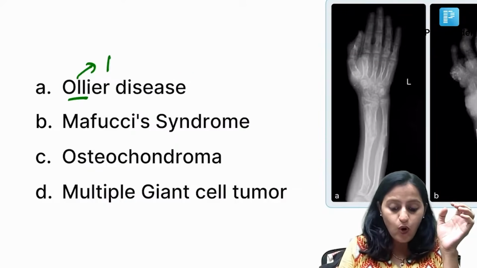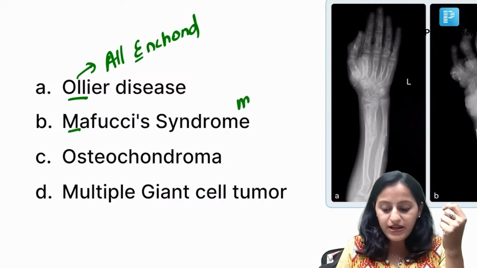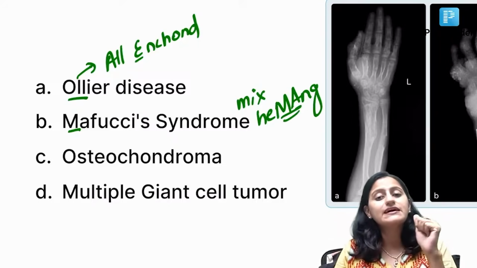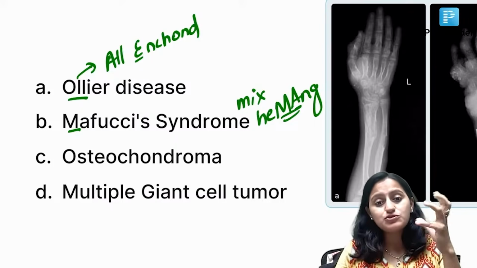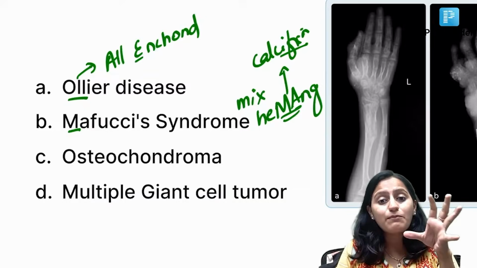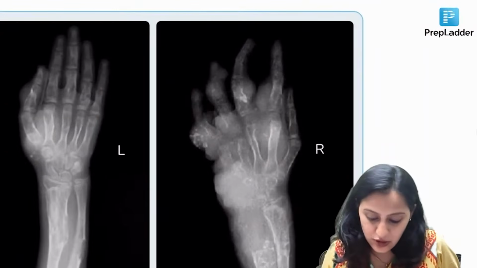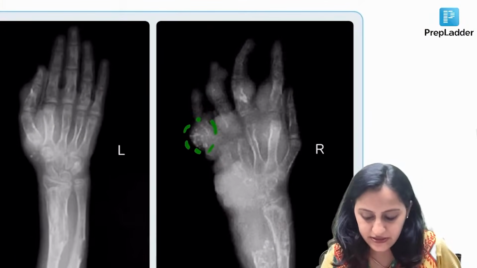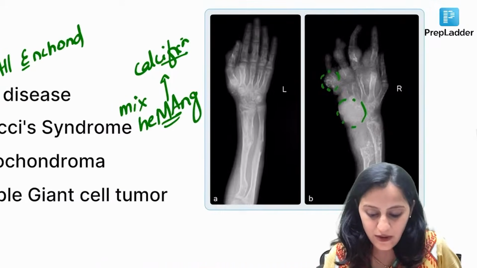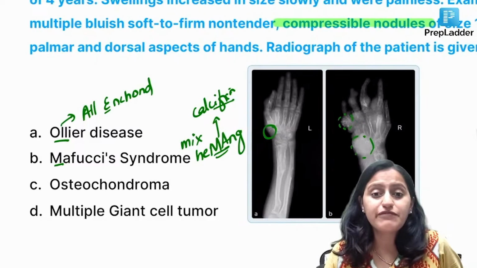Ollier's is O for E, that is, all enchondromas. And Maffucci's, M for M, is a mix of enchondroma plus hemangiomas. So Maffucci's will have hemangiomas also. How do you identify hemangiomas? By the calcific areas, the phleboliths which are present in hemangiomas, and the soft tissue nodules. So remember that stippled calcification here: you will have enchondromas plus the soft tissue tumors which tell you that there is hemangioma also present. You can see some calcified areas here in the soft tissue suggestive of phleboliths and hemangioma.